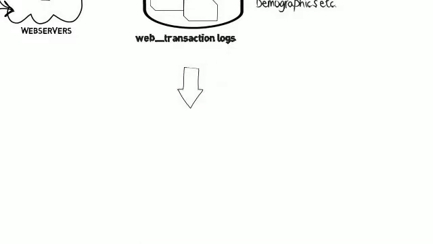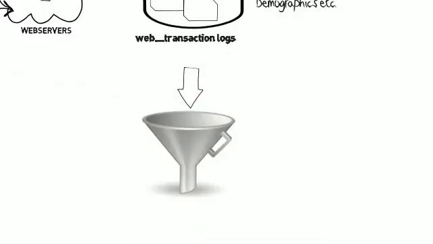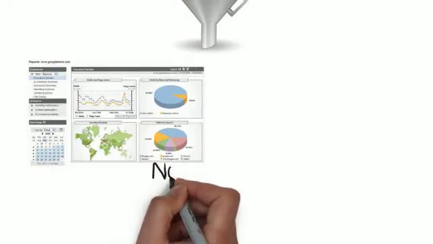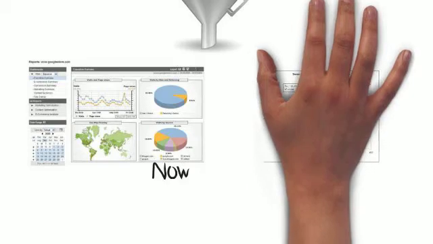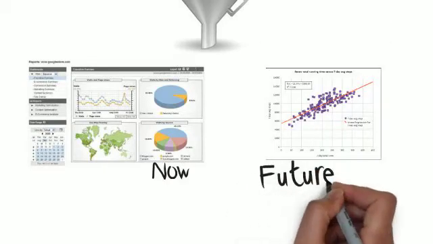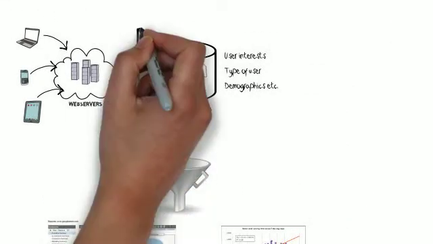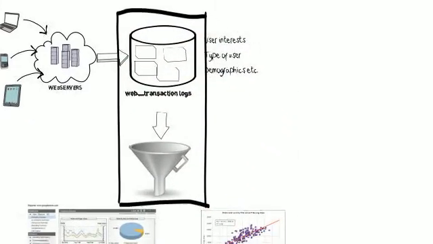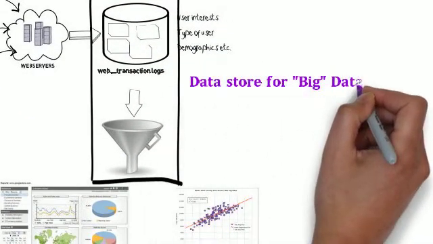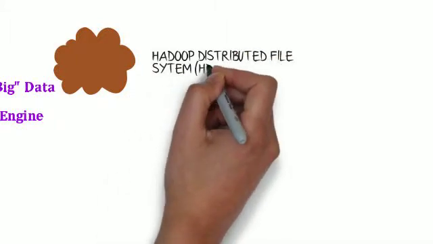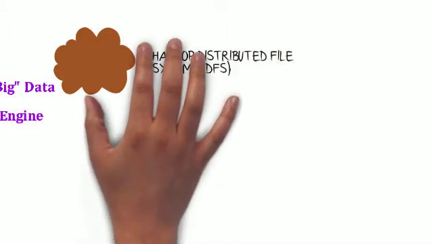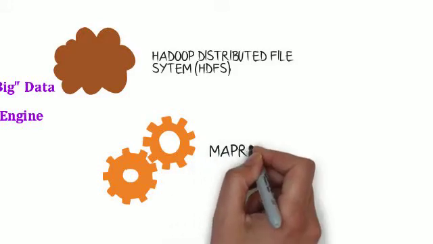So if we were to process these files, we would get a lot of information about how the business is performing today, how it would be in the future. So the processing funnel and the storage together form the big data storage and the processing engine. In our context, the storage is the Hadoop distributed file system, and the processing engine is the MapReduce framework.